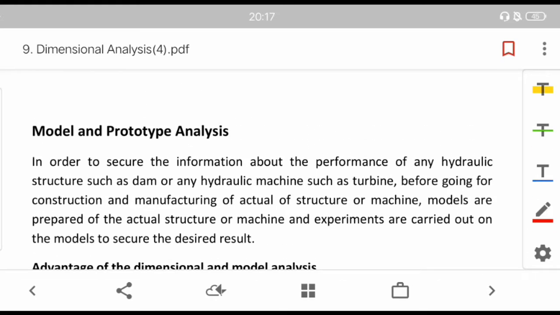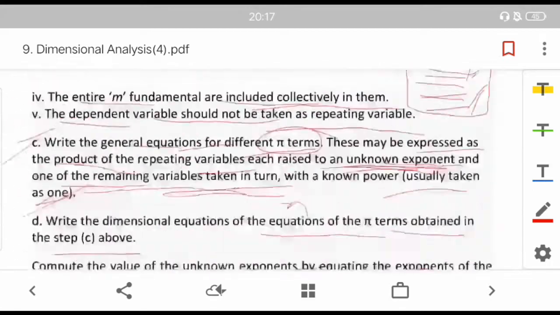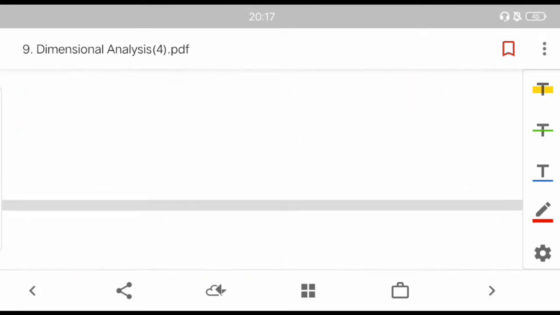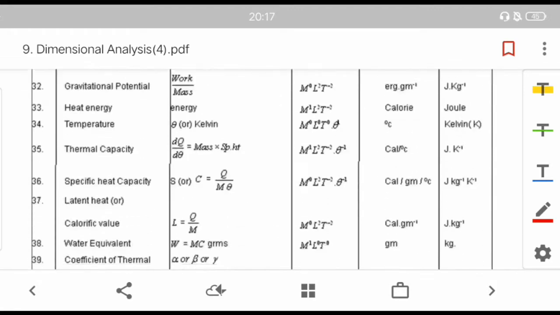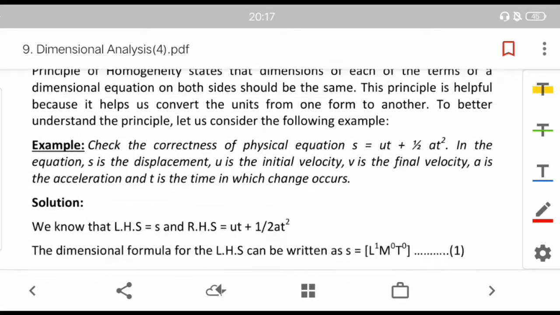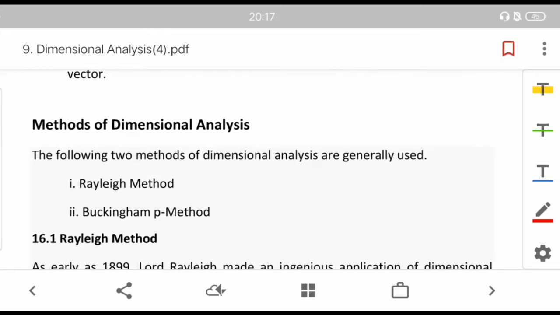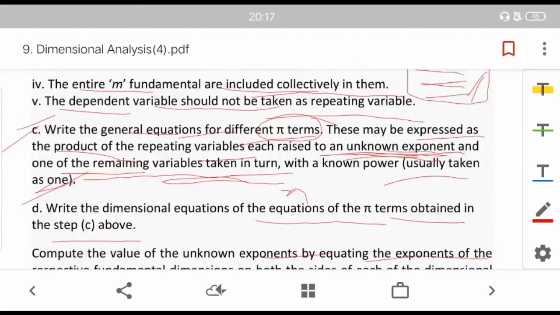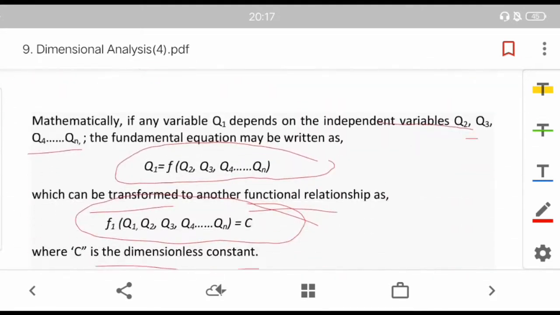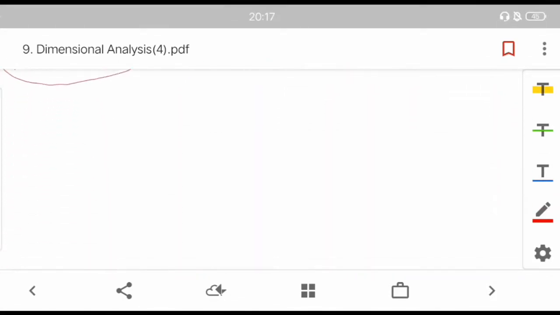So in the last video we started the discussion about dimensional analysis, where we read about different dimensions and units, the homogeneity principle of dimensional analysis, and also two methods of dimensional analysis, that is the Rayleigh method and the Buckingham Pi method. After that, now we will head on to the next topic of this particular course.